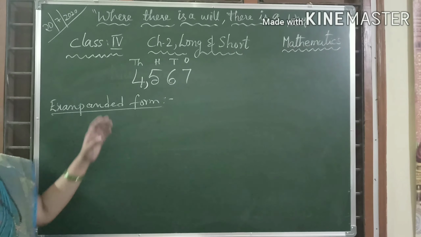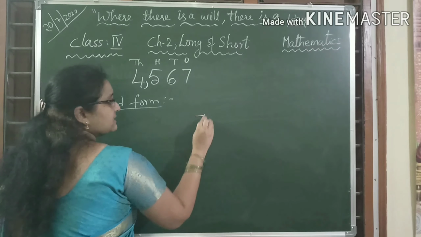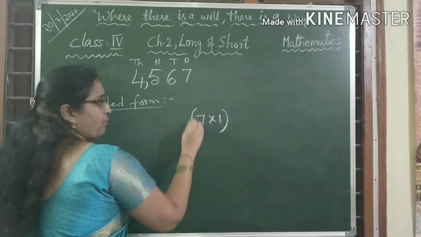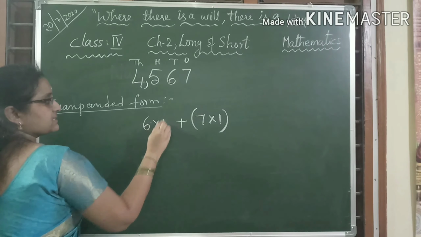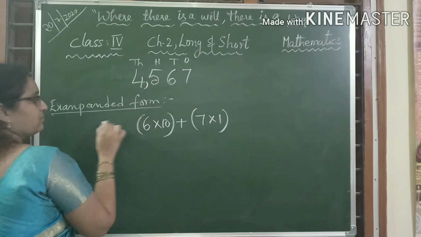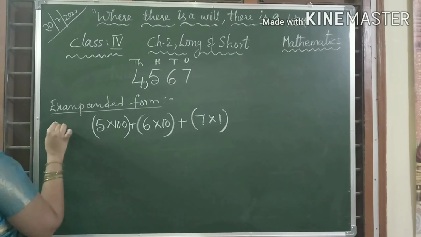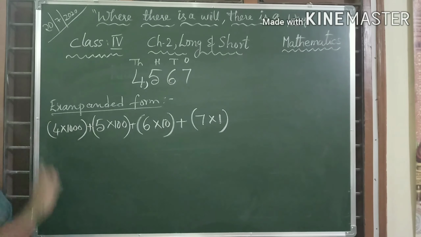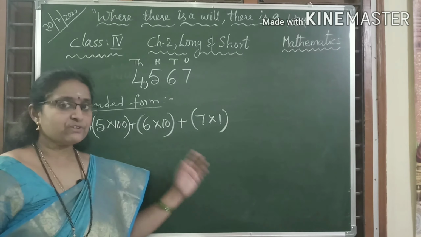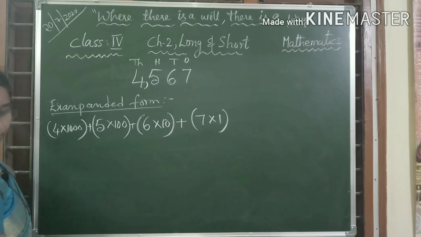Now we will expand this number according to the place value. So first in ones we have 7. So 7 into 1. In tens we have 6, so 6 into 10. And in hundreds place we have 5. And thousands place 4. Once we are familiar with this expanded form, we start writing from this side. How will we write?